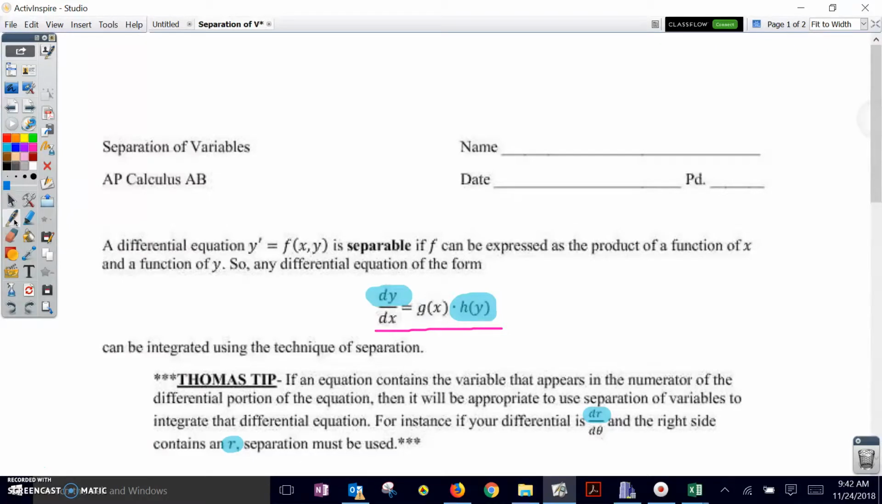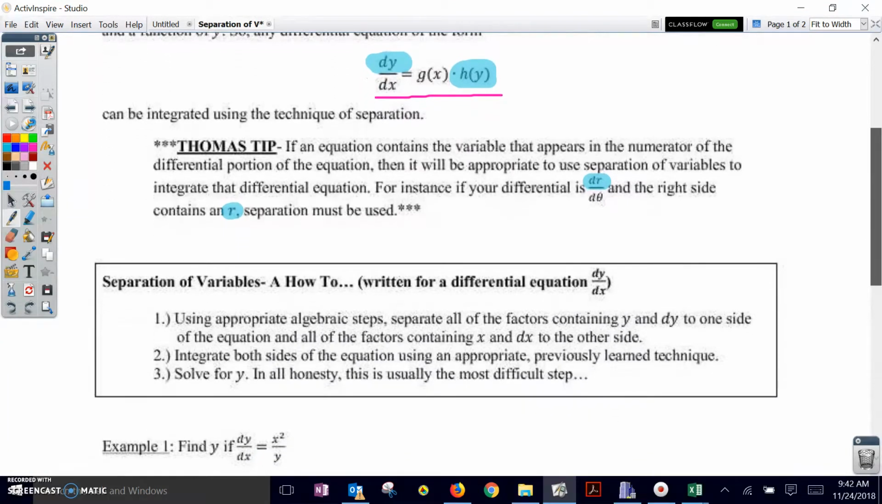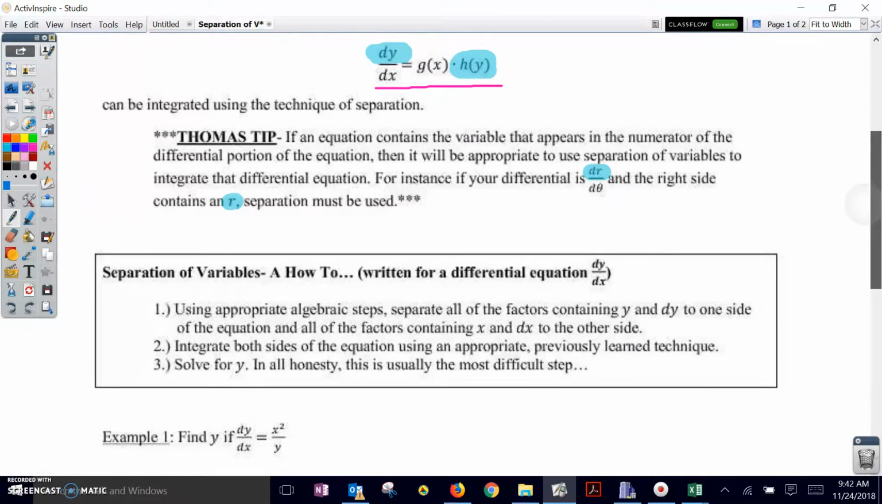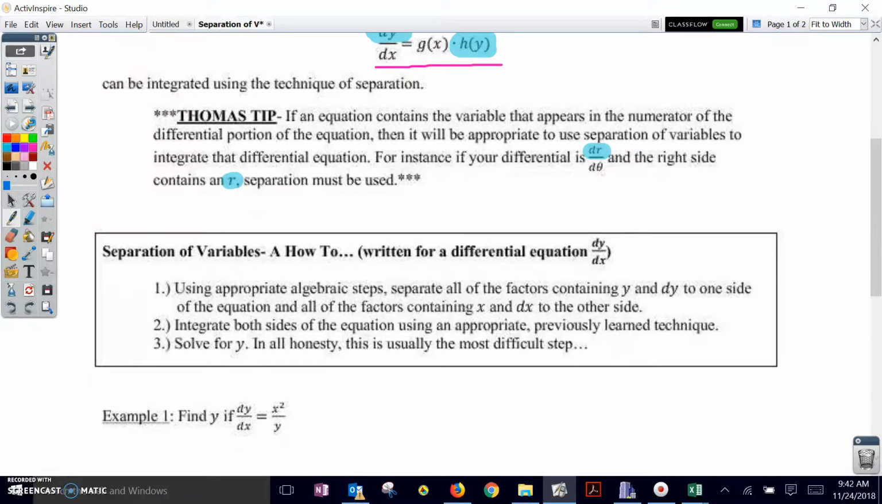Alright, once we do that, if we have a differential equation of the form dy/dx, what we're going to do is separate all the factors that contain y and dy and put them on one side of the equation with the dy in the numerator. So we're going to bring all the y variables to the dy side and the factors containing x and dx to the other side, and then once we've done that we're going to integrate, and the last thing we're going to do is solve for y. And I'd say that usually solving for y is the most difficult portion of a separation of variables integral problem. So let's look at example 1.